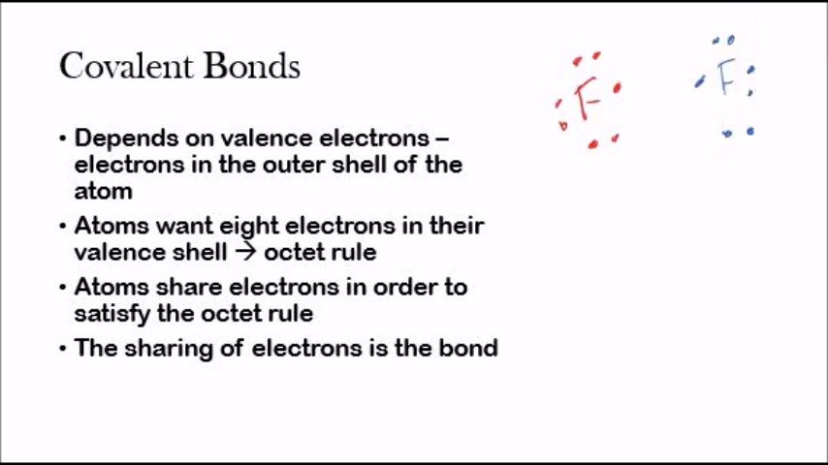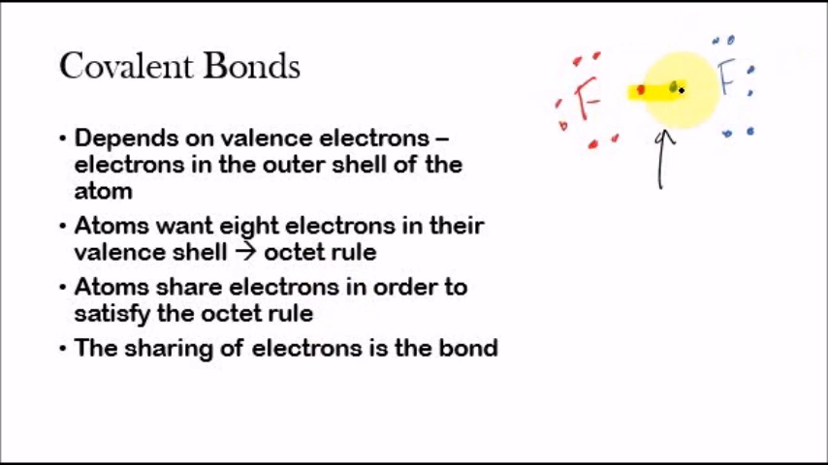So what happens is that they will each contribute 1 electron and then create a bond. This is a covalent bond right here. What I've drawn right here is a covalent bond. And now each fluorine atom has 8 valence electrons in its shell, and it satisfies the octet rule.